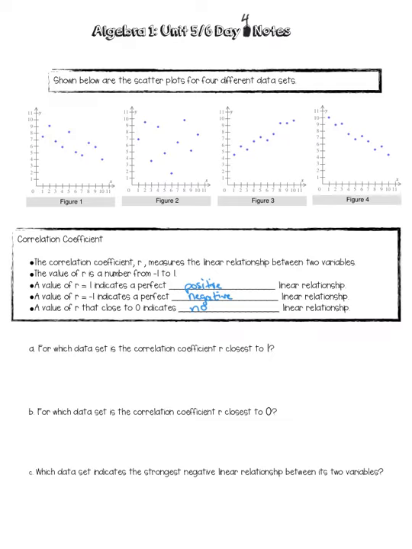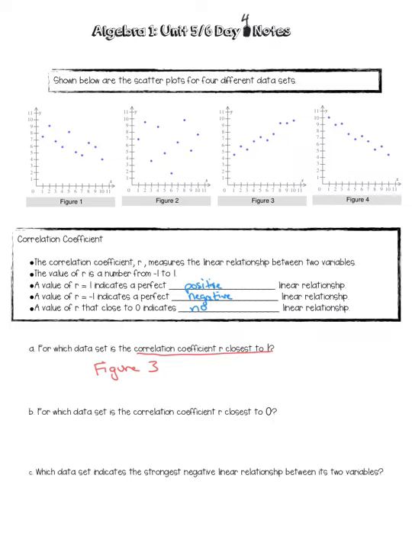For each data set, for which data set is the correlation coefficient closest to +1? Well, if you look, figure 3 is the only one with a positive correlation. Only in figure 3 are all the points moving upward in a positive direction. So, figure 3. If we were in the classroom, you'd be answering this on the whiteboards and holding them up.